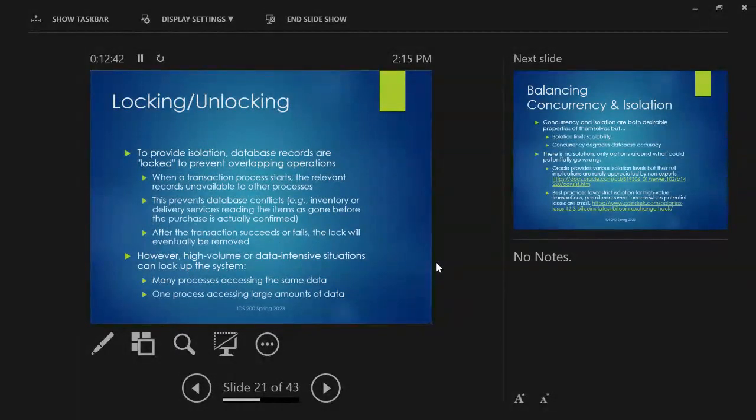Now, we talked about database records being locked to prevent that, right? So locking is a mechanism that helps enforce isolation and helps enforce atomicity. If a transaction process starts, all the database records involved in that transaction become unavailable to other processes. They're locked. Nobody can change them or peek at them. That's one way of preventing those kinds of database conflicts, because you say, hey, this stuff is in transition. Nobody can do anything with it until that operation is finished, right?